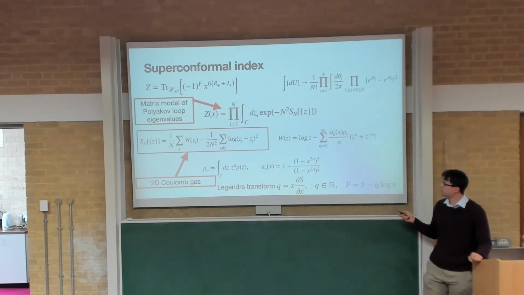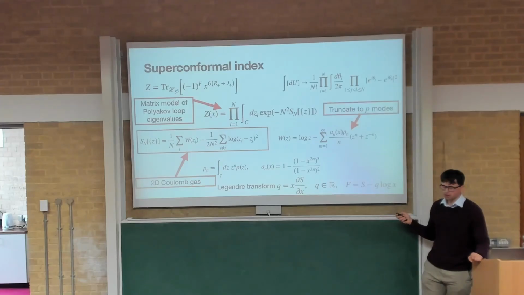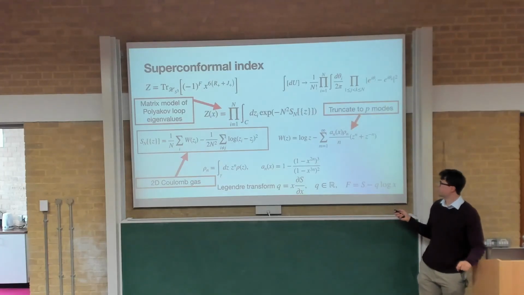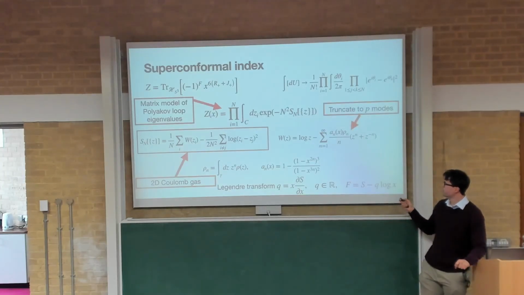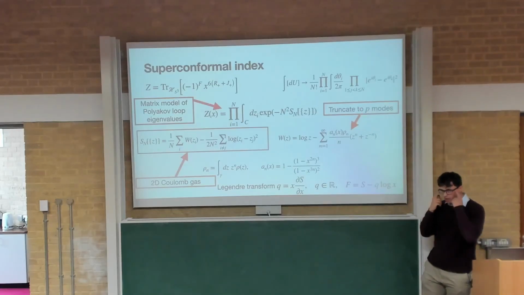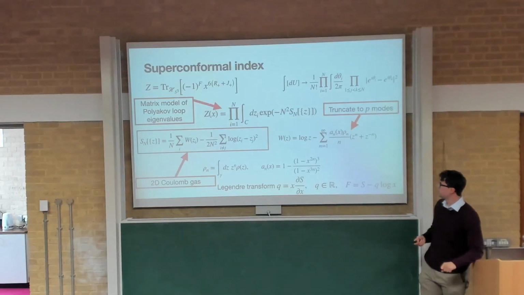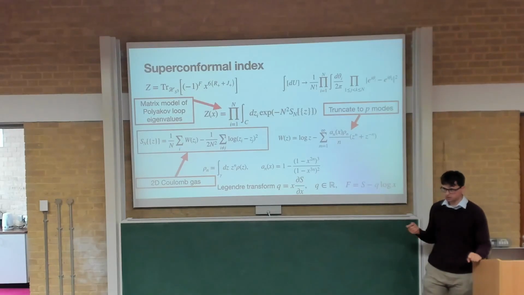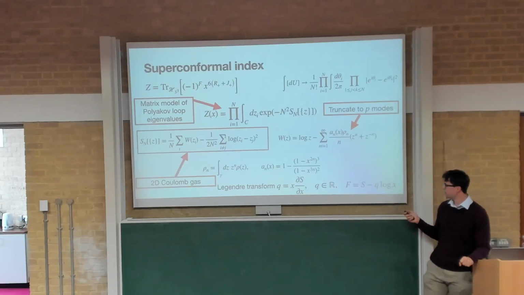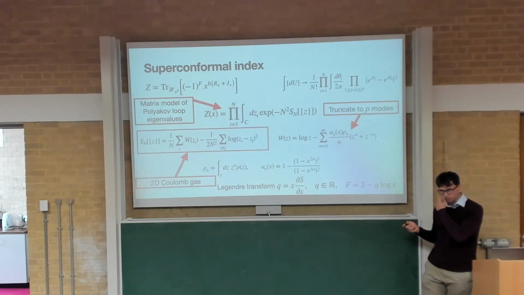And in order to make this calculable in practice, we truncate the modes in the distribution to a certain number p, and we'll find that as you increase and include more and more modes in the distribution, your answer will get more and more accurate. So that's the approach that we'll take.